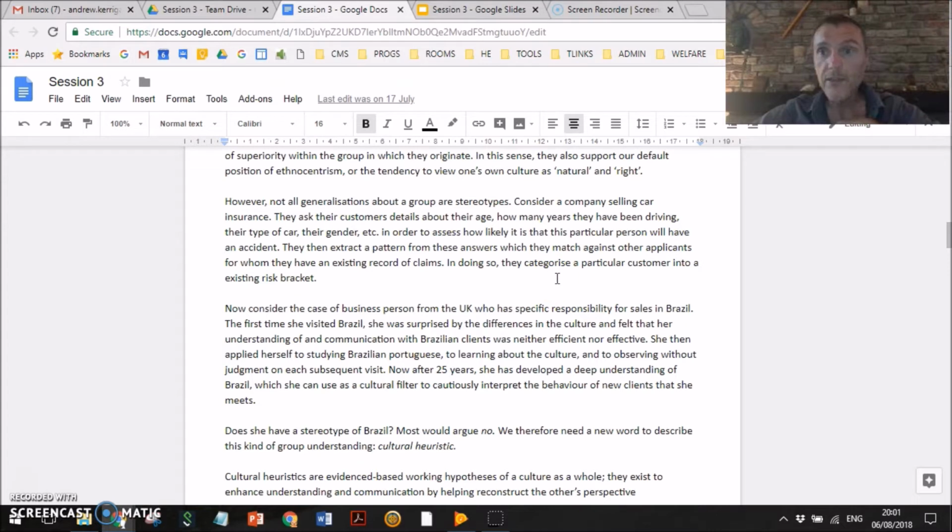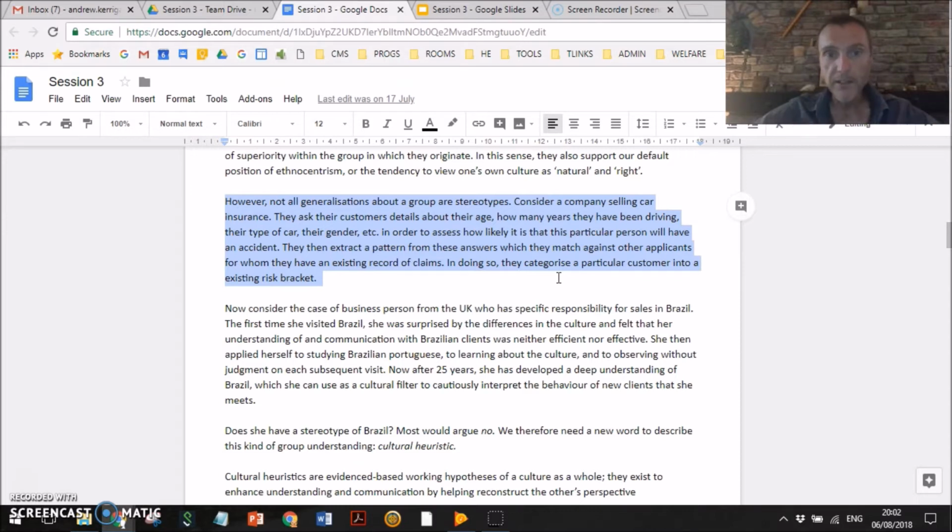that we need to generalize about groups in order to live our daily lives, basically. There's a practical, it's expedient in some circumstances to generalize on the basis of an informed, critical, reflective image you have of a group. Okay, so the example is a company that's selling car insurance. They ask customers about their age, how many years they've been driving, their type of car, their gender, and they're doing that in order to assess how likely it is that a person will have a particular accident. Okay, or an accident in general.